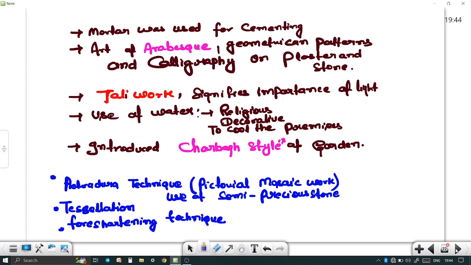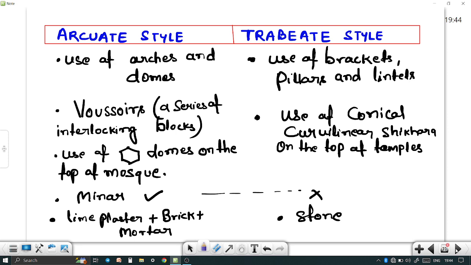Okay. So yeah, here, lintels. Well, in trabeate style, that is the traditional style. Now, an arch needs to be constructed with the voussoirs. Voussoirs, basically, are a series of interlocking blocks fitted with the keystone.